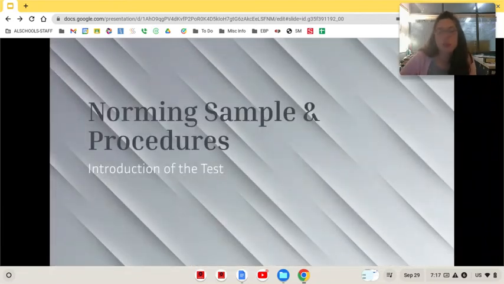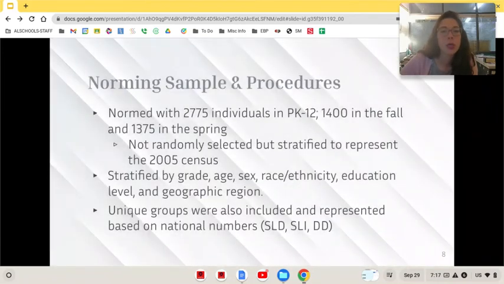Norming sample and procedures. So this test was normed with 2,775 individuals. They were not randomly selected, but it was stratified to represent the 2005 census. The individuals were in grades preschool to 12th grade, and 1,400 of them were tested in the fall and 1,375 in the spring.